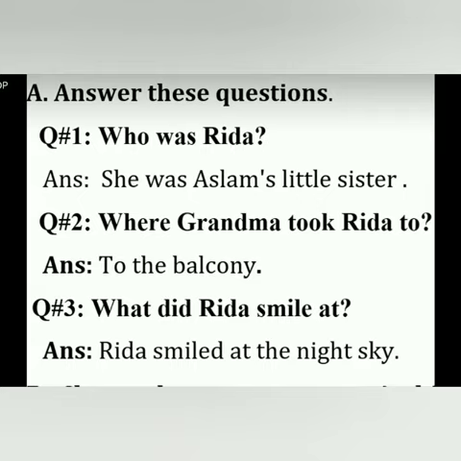Question number two is Where grandma took Rida to? Rida ko kahan leke gayi thi grandma? Dado kahan leke gayi thi? And the answer is To the balcony. Balcony mein. And the spelling of balcony is B-A-L-C-O-N-Y, balcony.